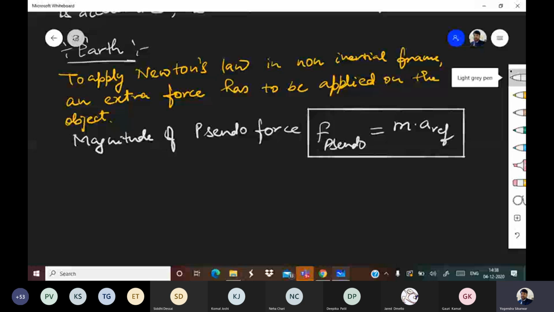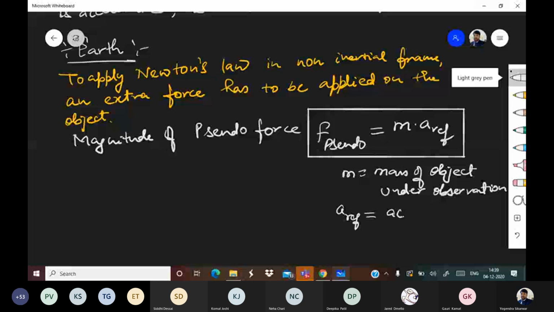A ref is acceleration of frame of reference. Okay. So this is the magnitude of pseudo force.